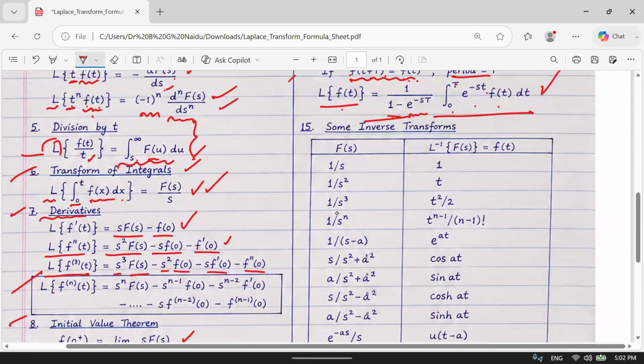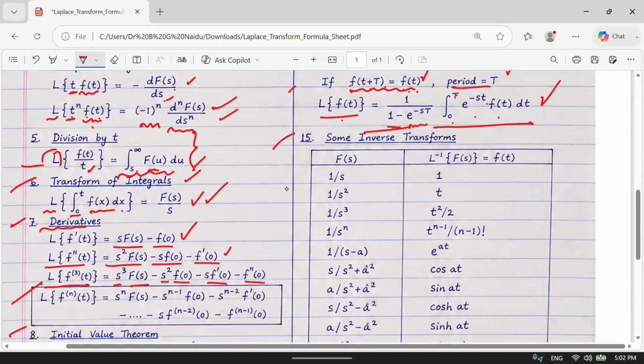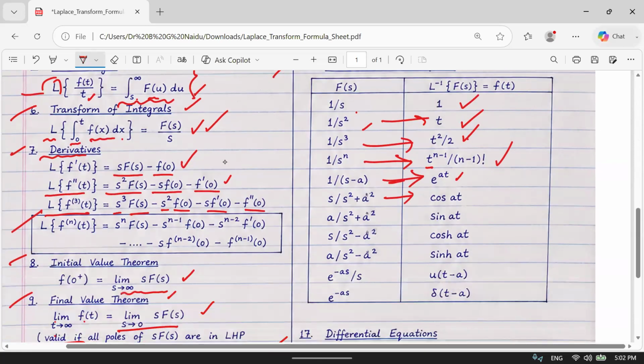Okay, some inverse Laplace transformation identities are important. The inverse Laplace transform of 1 by s is 1. The inverse Laplace transform of 1 by s square is t. The inverse Laplace transform of 1 by s cube is t square by 2. So the inverse Laplace transform of 1 by s to the power n is t to the power n minus 1 by (n minus 1) factorial. The inverse Laplace transform of 1 by (s minus a) is e to the power at. The inverse Laplace transform of s by (s square plus a square) is cos at, and of a by (s square plus a square) is sin at. The inverse Laplace transform of s by (s square minus a square) is cosh at, and of a by (s square minus a square) is sinh at.